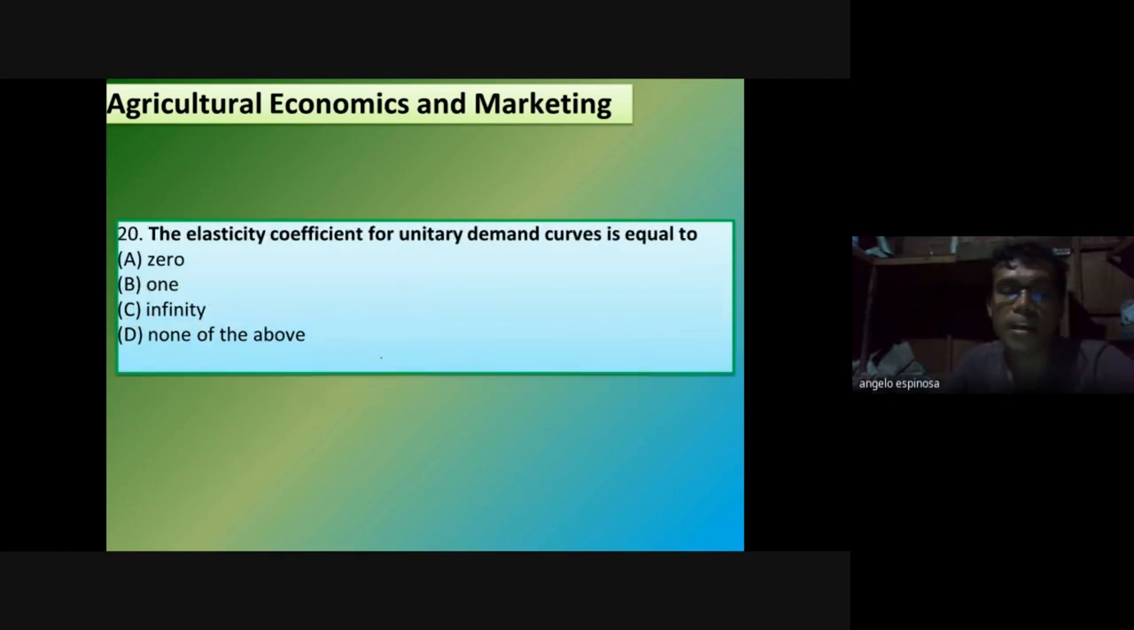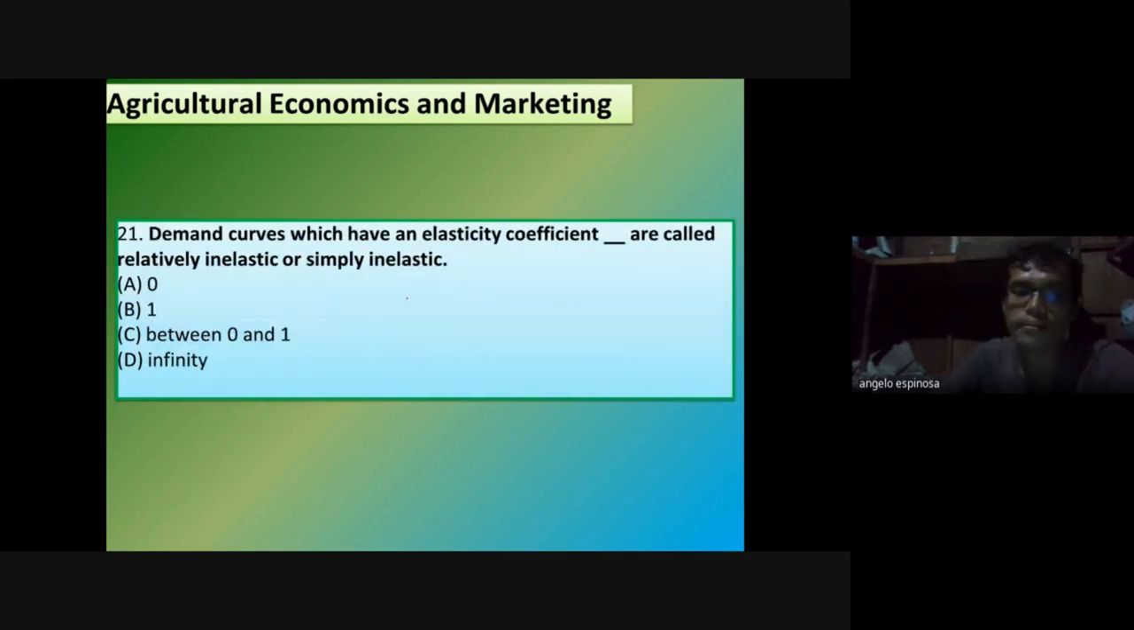Okay, next. Number 20, the elasticity coefficient for unitary demand curves is equal to, okay, unitary demand curve, what is the coefficient? It is 1, equal to 1. Okay, number 21, demand curves which have an elasticity coefficient blank are called relatively inelastic or simply inelastic. So that is less than 1. So what is the correct answer here? We have here 0 and between 0, 1. So the correct answer here is letter C. Okay, between 0 and 1.